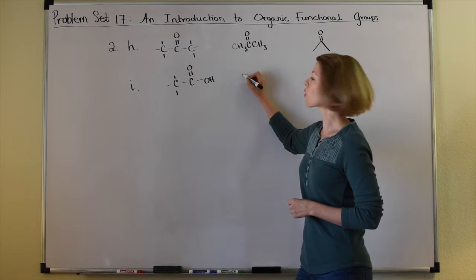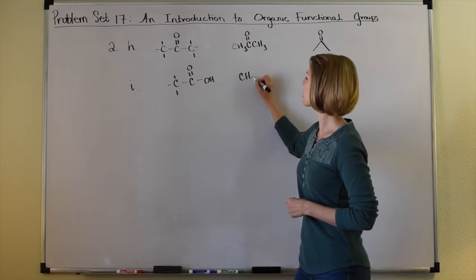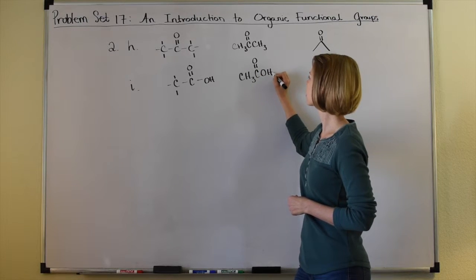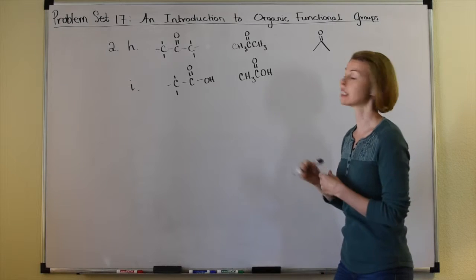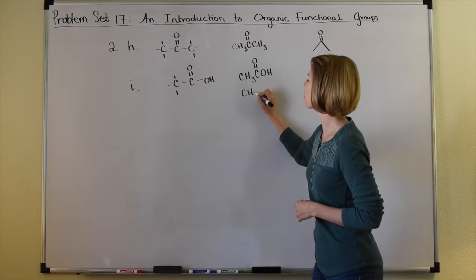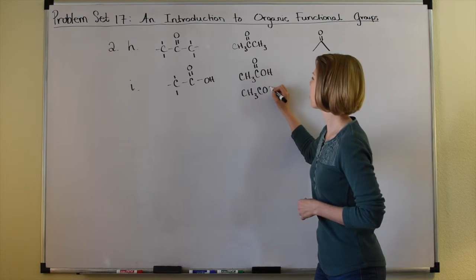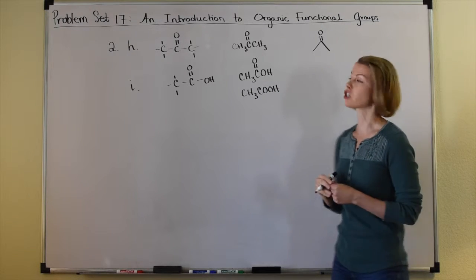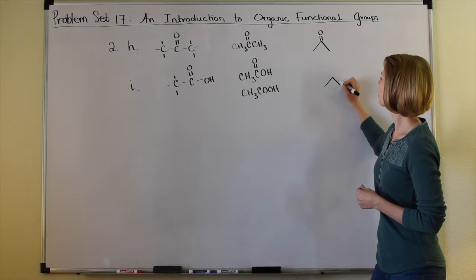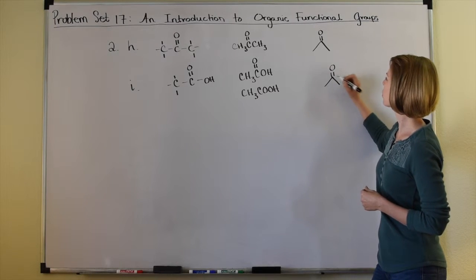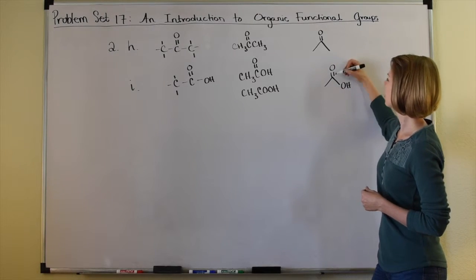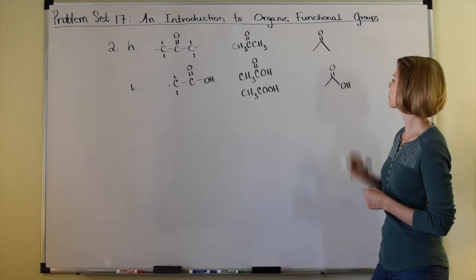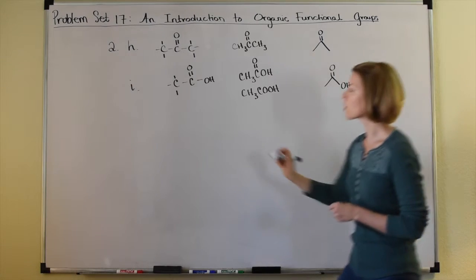In a condensed formula, CH3, carbonyl, OH. And of course, you can condense that further. We showed that before. I'll go ahead and do that as COOH. Okay. And then our line structure. 2 carbons, 1 has a carbonyl and an OH on the other side. Okay, J.